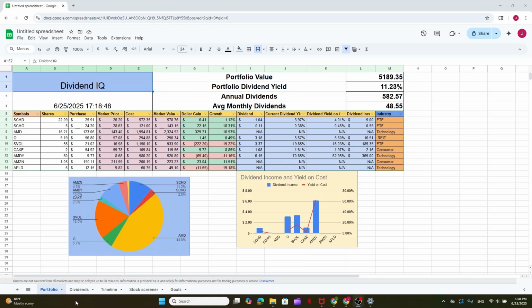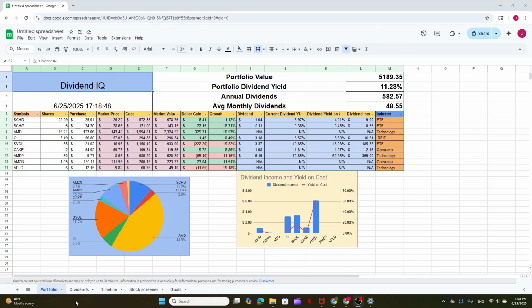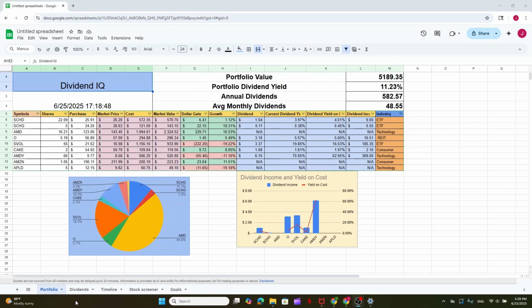Also, save your statements. Your brokerage will either send them to you monthly or at the end of the year will send you a big packet of statements. Those are your tax purpose statements. So definitely save onto those, especially if you're going to be a dividend investor. You need to keep track of your 1099-DIV form. That is the form that you're going to use to pay taxes on the dividends that you have earned throughout the year. And that's it.